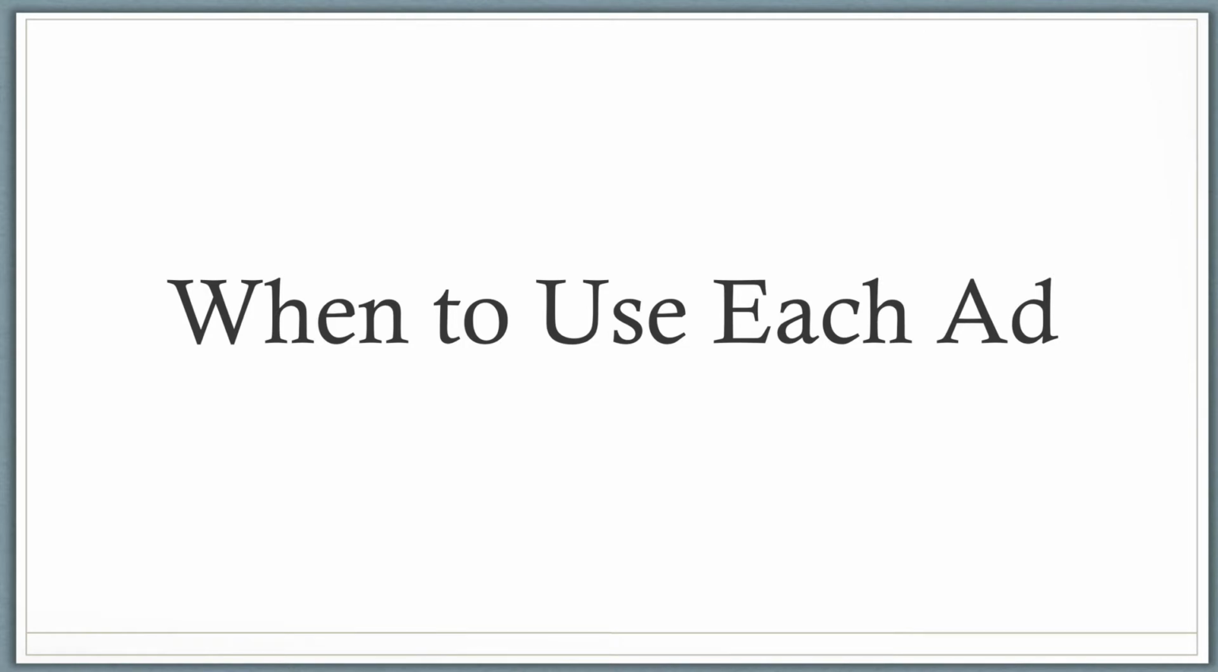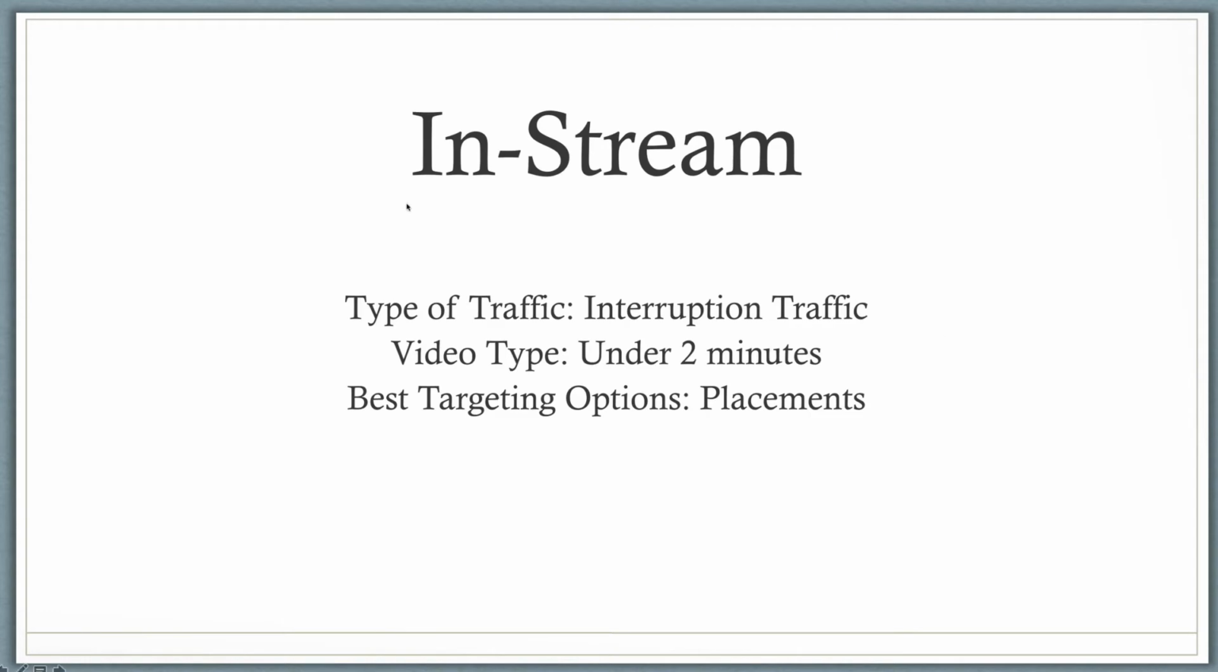Okay, so let's talk a little bit about when to use each type of ad, because the ad in the case study was a video discovery ad, right? The reason being, it was just a little bit too long for an InStream ad. Keep in mind, these InStream ads are sort of interruption traffic, right? Somebody wants to watch their YouTube video and they see your InStream ad pop up. Most of the time they're not going to be like, awesome, I get to watch an ad before this video that I really wanted to watch, right? So it's an interruption type of traffic, and these work best for videos that are under 2 minutes for that exact reason.